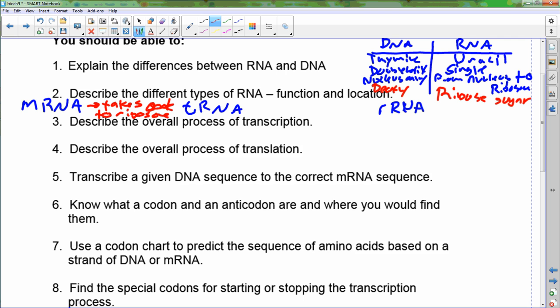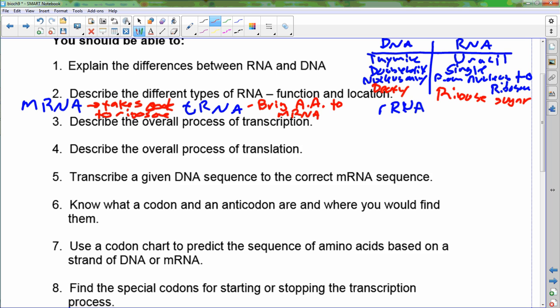The transfer RNA, of course, is the thing that's going to bring the amino acids to the mRNA. So that's the thing that's actually carrying the amino acids along, and it's able to connect to the messenger RNA to build that protein strand.